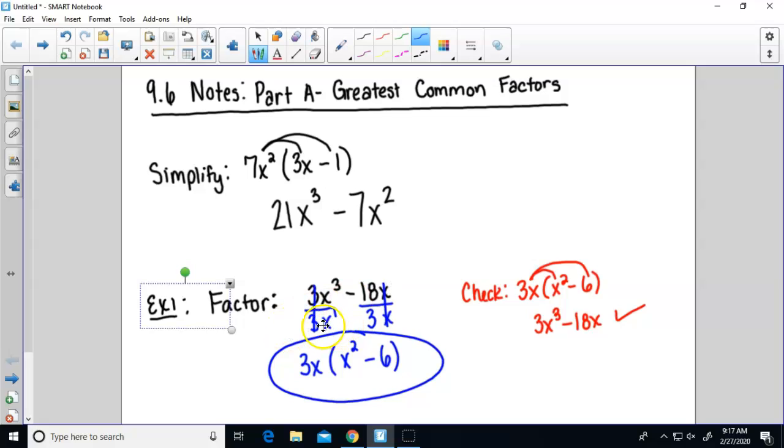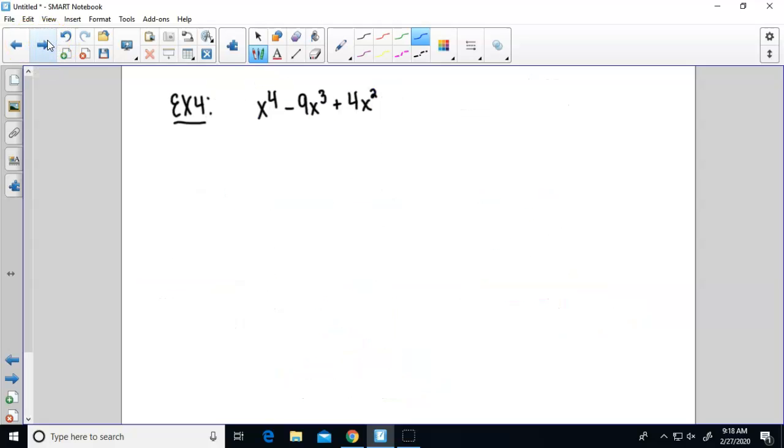So like for example on this one, 3 and 18, I could divide both of those by 3, so I did. And I've got x to the third and x, so I could divide by my lowest exponent there, which was x, so I just had an x right there. So when I did that, I pulled the 3x out front, and then 3 divided by 3 was 1, x to the third divided by x was x squared, and then 18 divided by 3 was 6. The x's canceled. That gave me 3x times x squared minus 6. Now, if you multiply it back, it gives you what you started with, so that lets you know that you factored it correctly. Okay, so that's the idea of what we're doing. So let's look at example 4.